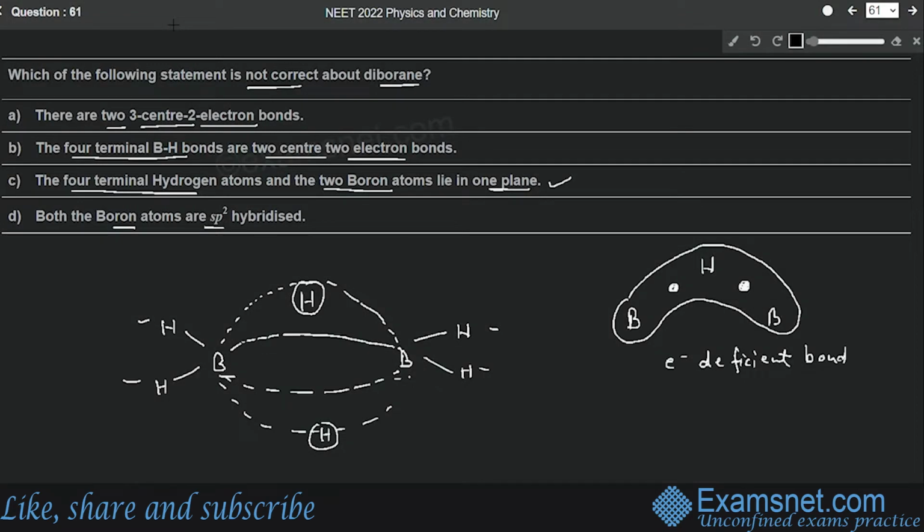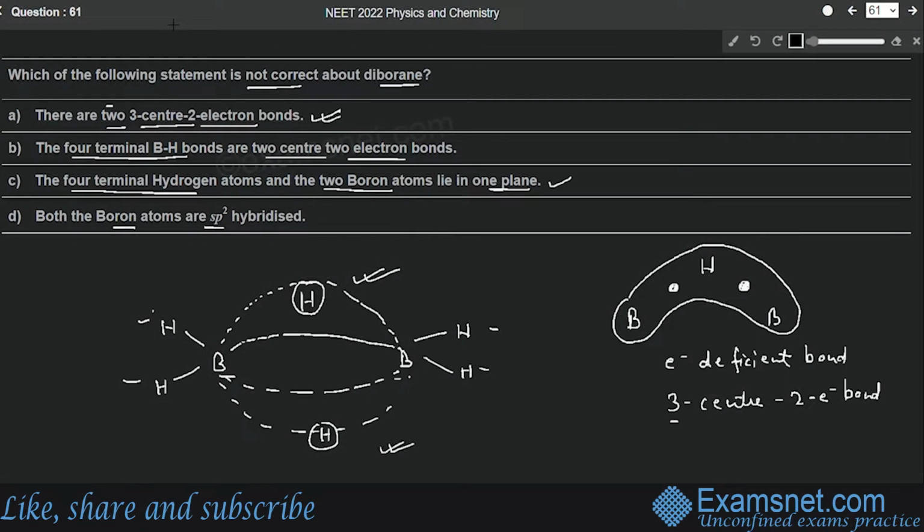And this bond is known as a 3 center 2 electron bond. Got it? So we can see that there are 2 such 3 center 2 electron bonds. First on the upper part and second on the lower part, right? So the first statement is also correct, that there are 2 3 center 2 electron bonds. That means 2 electrons are shared by the 3 atoms.